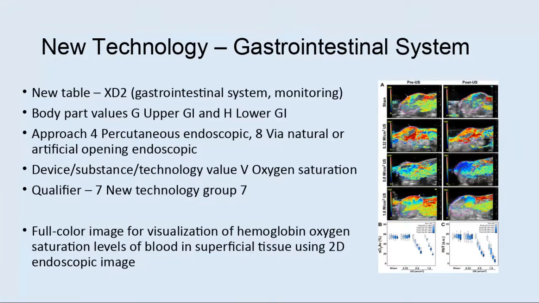Okay, so new technology for gastrointestinal system. We got a couple of those. So a table was added for monitoring, XD2. The device value is oxygen saturation. So this gives a full color image for visualizing the hemoglobin oxygen saturation levels of blood in the superficial tissue using 2D endoscopic images. And you can see that here.